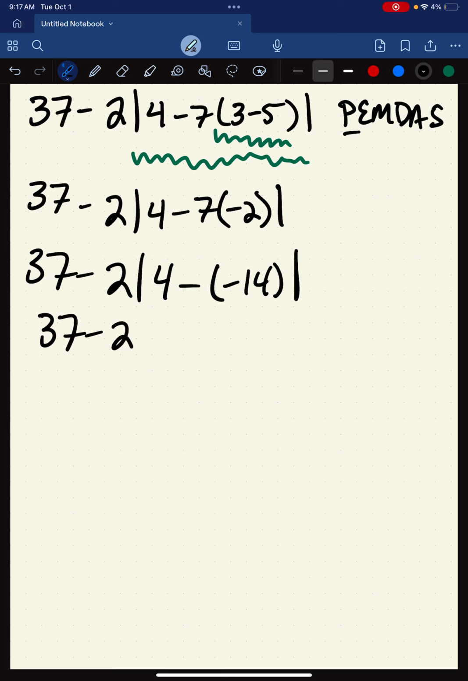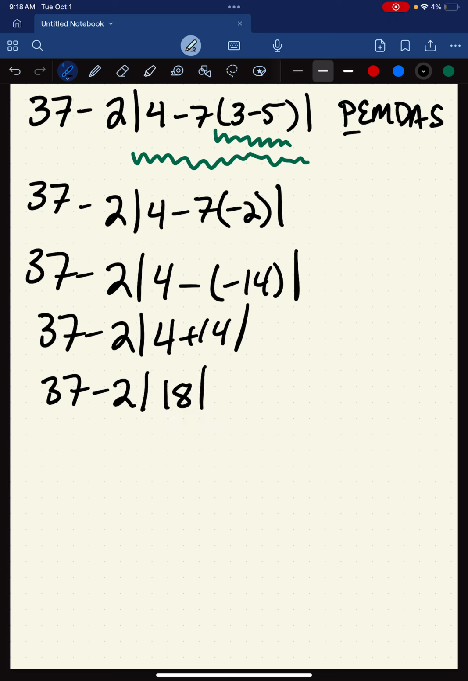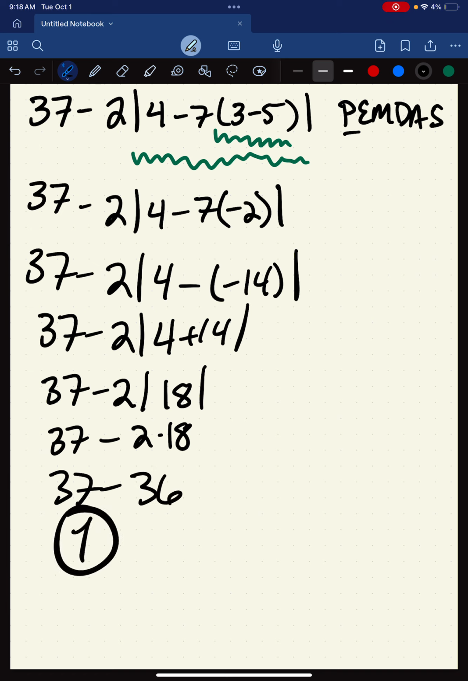But we can rewrite that as 4 plus 14, right? Because we have minus a negative, that's the same thing as a positive. 4 plus 14 is 18. Now, the absolute value of 18 is just 18, so we have 37 minus 2 times 18. 37 minus 36, we get 1.